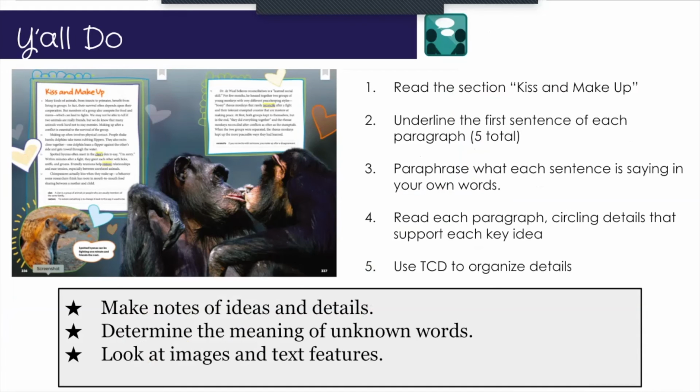Next, you paraphrase, or write in your own words, what each sentence is saying. And then as you read each paragraph, remember you're circling those 2 to 3 details that support each key idea. Use that TCD to organize your details. Don't forget, look at the images and text features as well and identify the meaning of unknown words you might come across. Go ahead and pause this video, and when you're ready to continue to the next step, hit play.